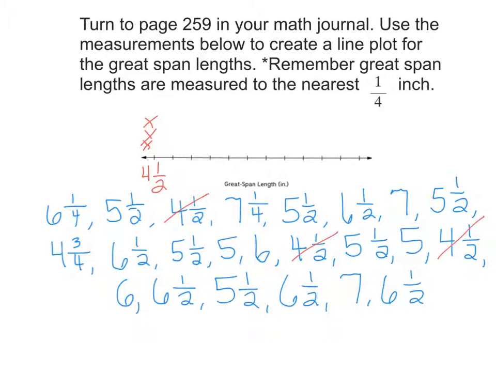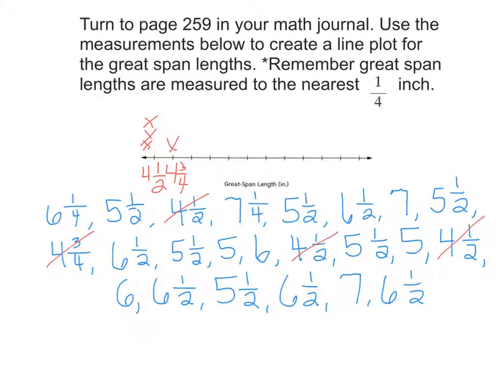Next, you need to make sure, because we're measuring to the nearest 1/4 inch, that instead of jumping from 4.5 to 5, the next 1/4 inch would actually be 4 3/4. So you would need to label it 4 3/4. And if I look at my set of data, it looks like I only have one piece of data that's 4 3/4.